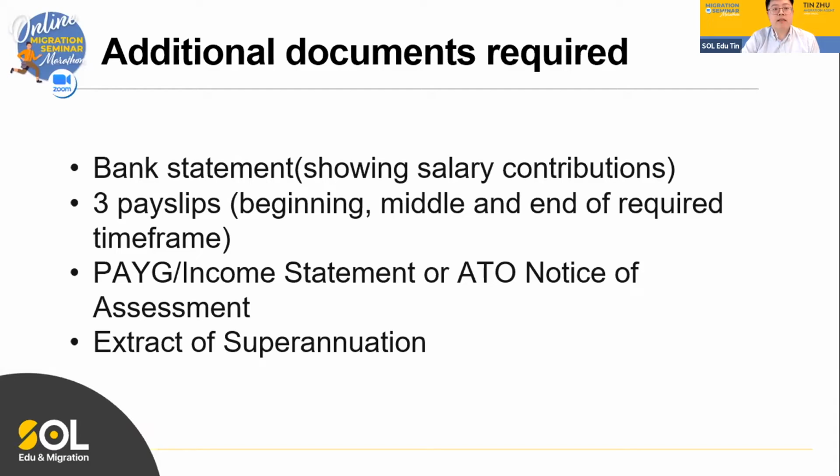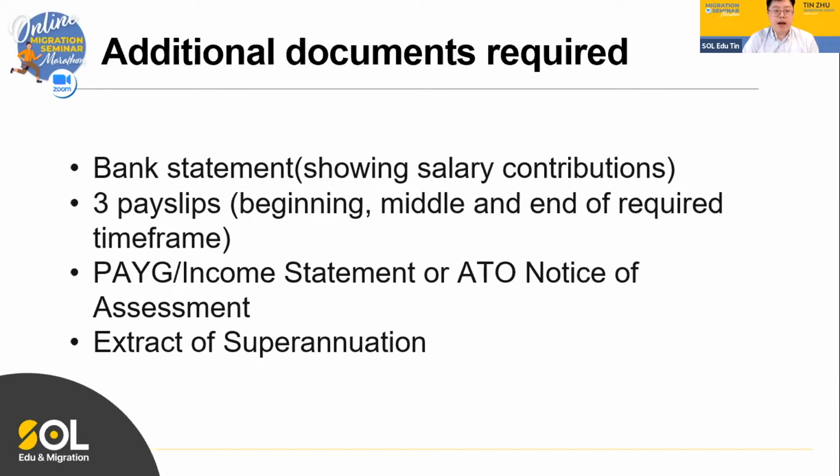So for this year, for the bank statement, they changed the requirements. Previously, they only needed to see the balance, but for this year, they need to see the transactions, which show your salary contributions. And in previous years, they only required you to show 2 payslips, the most recent 2 payslips. But for this year, they require you to show 3 payslips in different periods, from the beginning, from the middle, and end of the most recent ones. So this is the difference for the payslips.